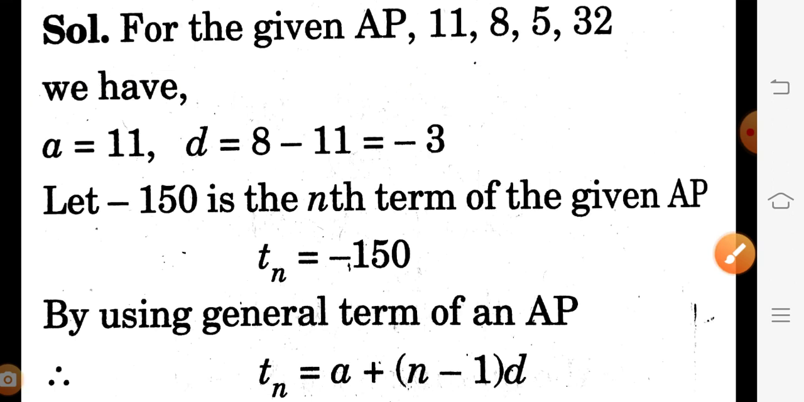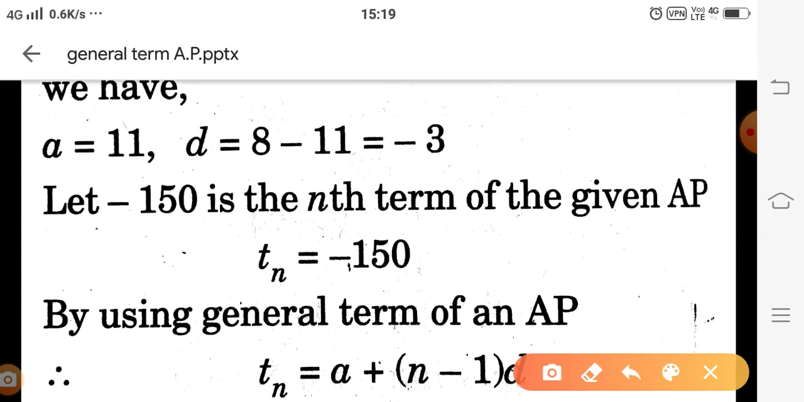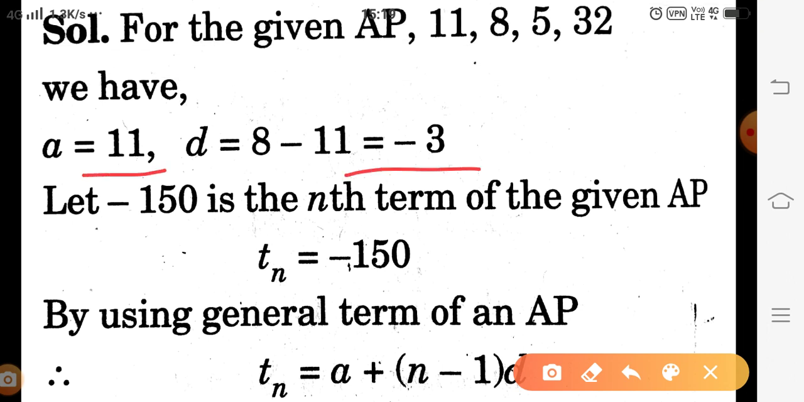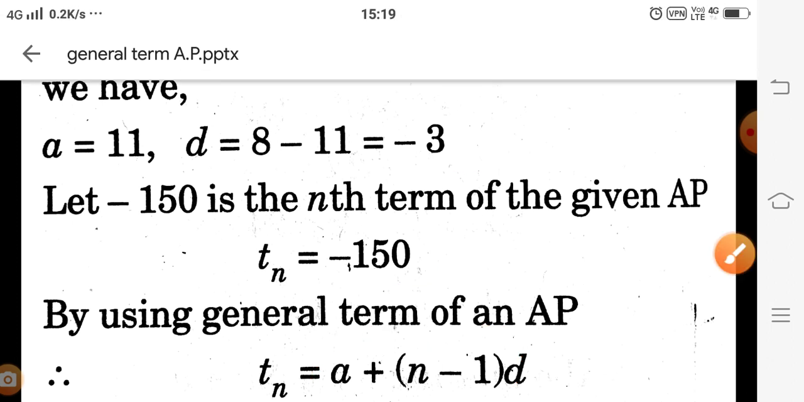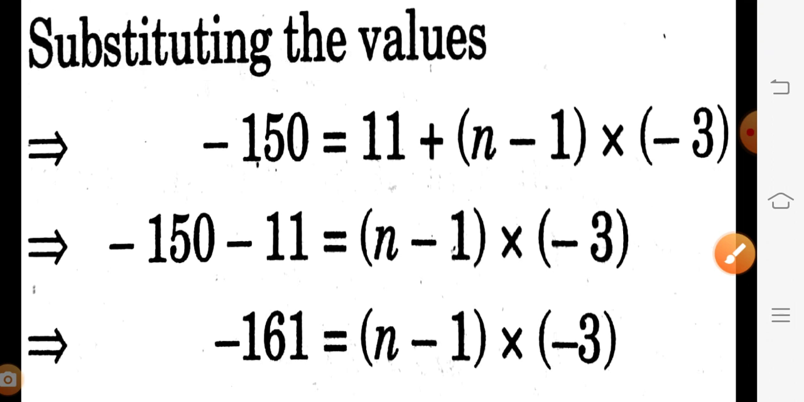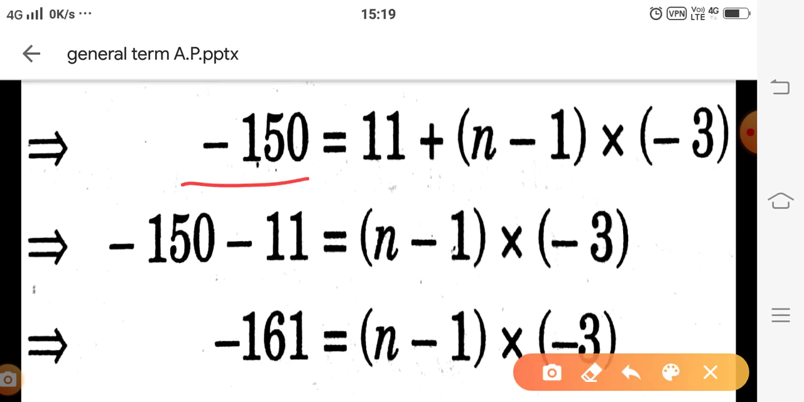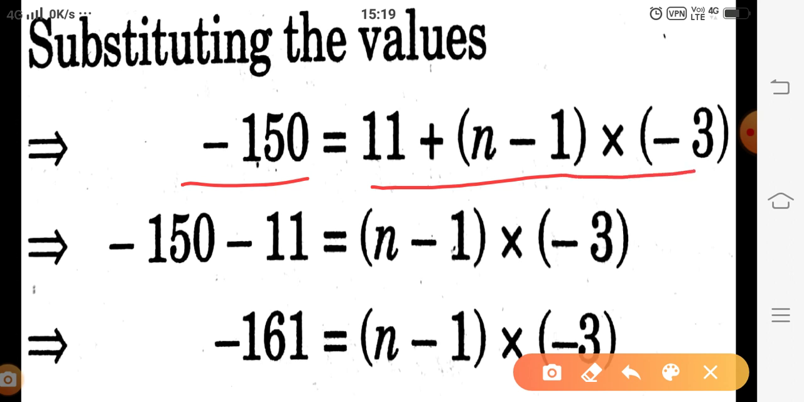Then by using the general term of the AP, we have A, we have D, and the nth term we are considering this, then the general term is A plus n minus 1 into D. If you are putting the values of A and D in this, then what we are getting here: minus 150 is equal to 11 plus n minus 1 into minus 3. Value of A is 11, value of D is minus 3, and we have to find n. Then how will you solve this?